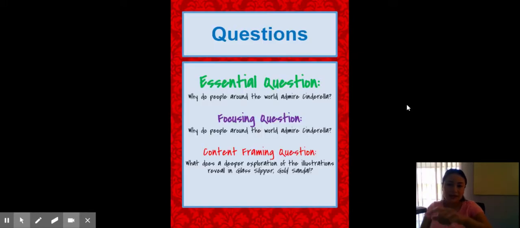Let's get started. I am going to start off by reading off module 4 questions. Essential question and focusing question are the same. Why do people around the world admire Cinderella? Our content framing question, the question we will be answering today: what does a deeper exploration of the illustrations reveal in Glass Slipper, Gold Sandal?